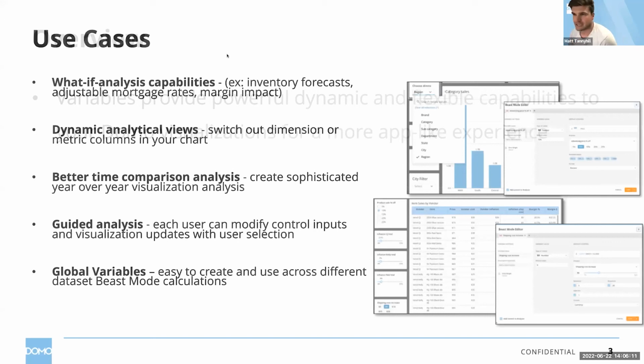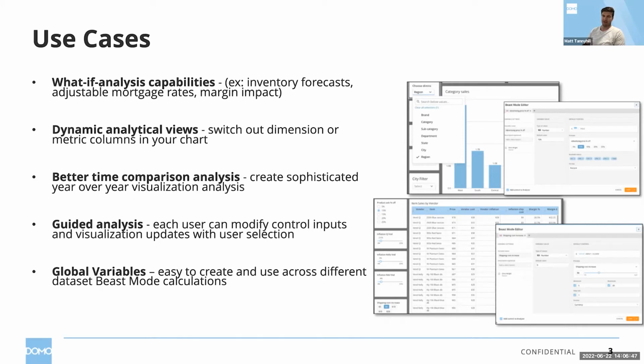Here are some different use cases that are possible with variables, and we'll dive into some of these examples in more depth in my demo in a sec. We can do what if analysis: looking at inventory forecasts, adjusting a mortgage rate, margin impact. Being able to slide something on your dashboard to say, what would my data look like if I updated the inventory to look like this, or adjusted our mortgage rate from 7% to 8%, and watch as different cards update to reflect that new value.